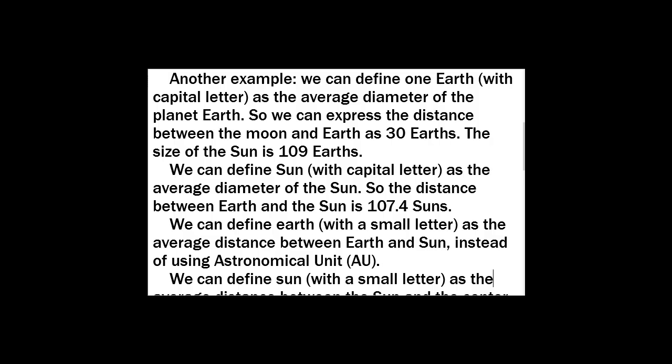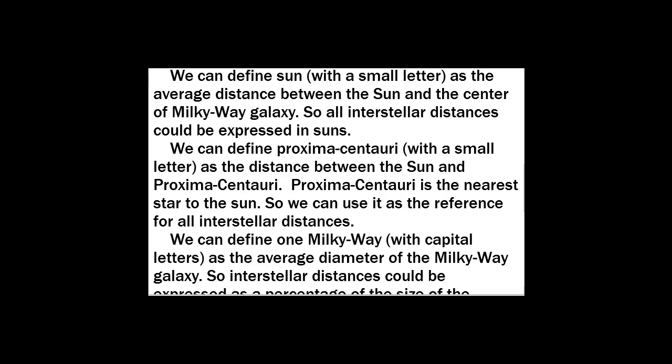We can define Sun with capital letter as the average diameter of the Sun. So the distance between Earth and the Sun is 107.4 Suns. We can define earth with a small letter as the average distance between Earth and Sun, instead of using astronomical unit. We can define sun with a small letter as the average distance between the Sun and the center of the Milky Way galaxy, so all interstellar distances could be expressed in suns.